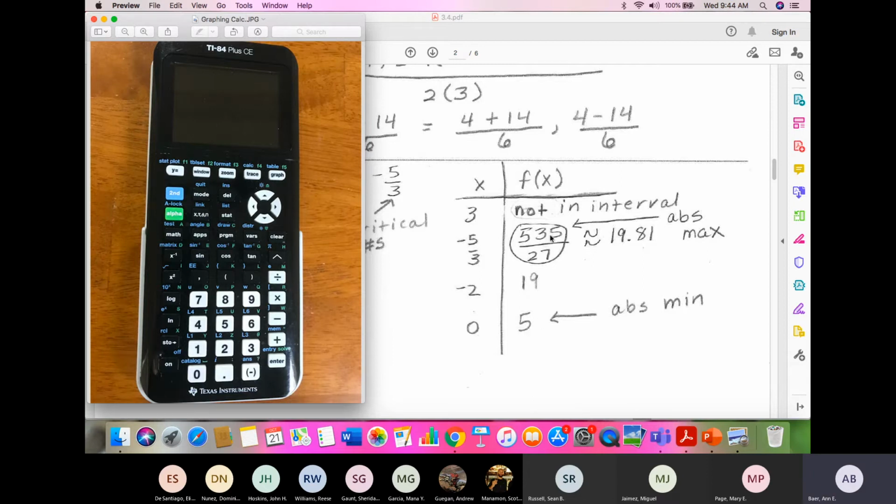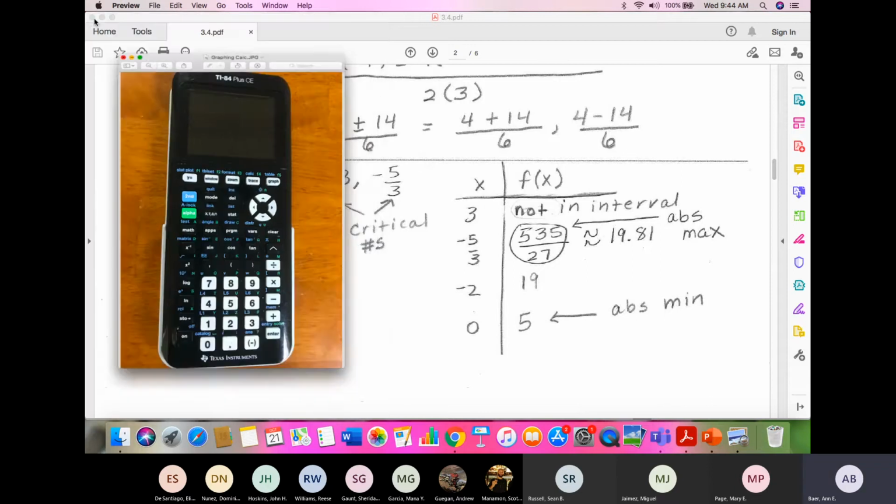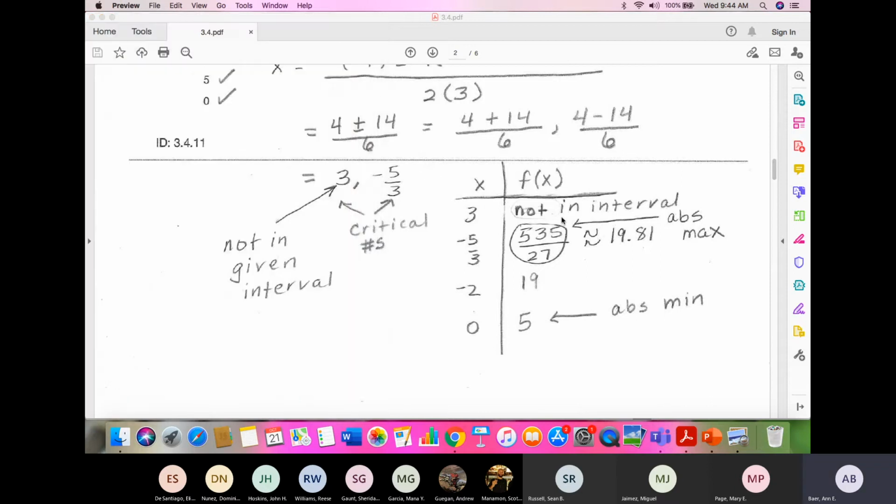So I actually took this fraction, 535 divided by 27, and got that it was approximately 19.81. I had no idea how this compared to this 19 right here. And I needed to know in order to correctly select the absolute maximum and absolute minimum. So this is indeed the largest of these y's here, because it's 19.81.